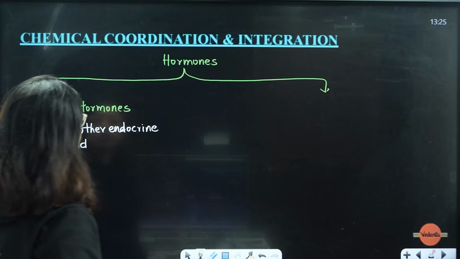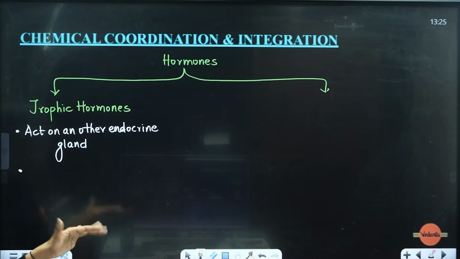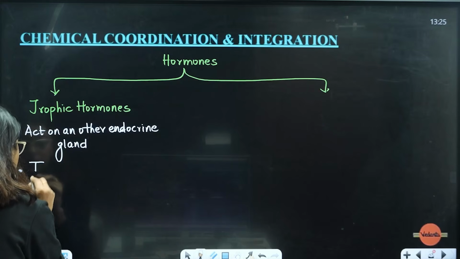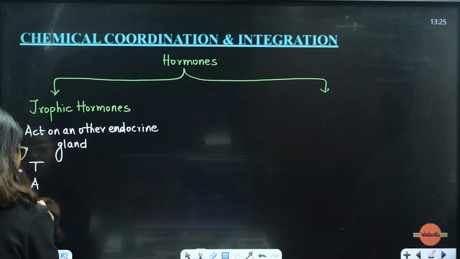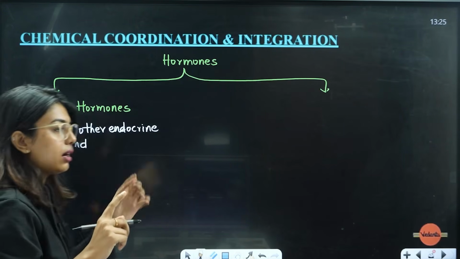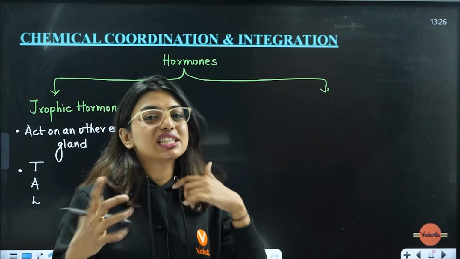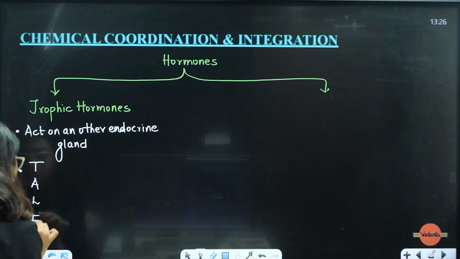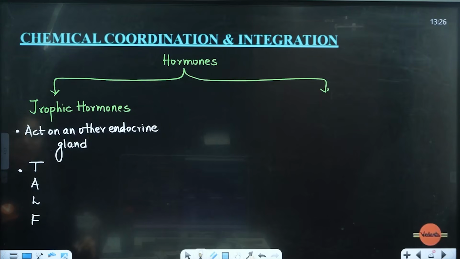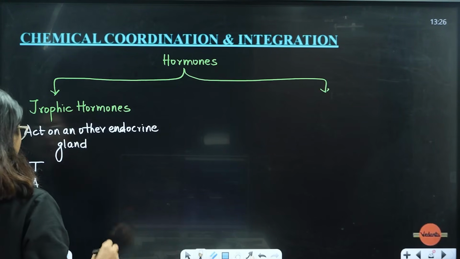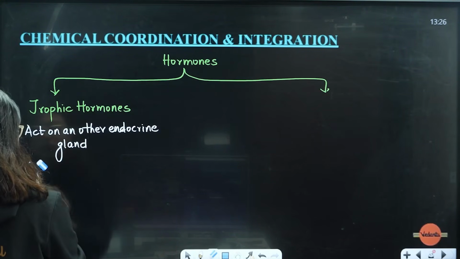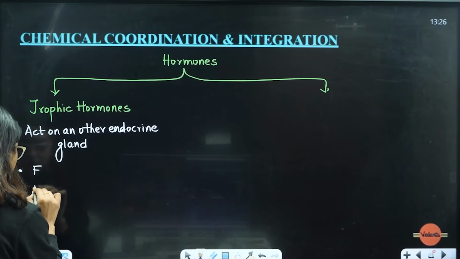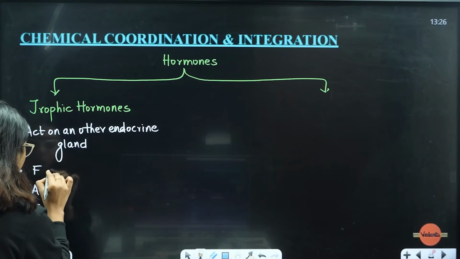So tropic hormones act on another endocrine gland. Example one, you can remember the word TALL. Actually TALL, but the one more L directly stimulates the liver, so that will become a little difficult for you to remember. So you can remember TALF. I don't think it is there in any word. Maybe if you find another word you can remember, or even you can remember FAT also, students. Tropic hormones are FAT.